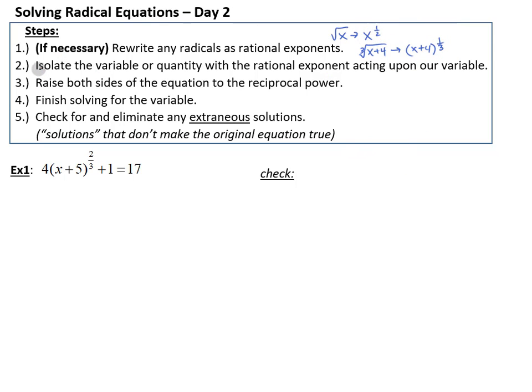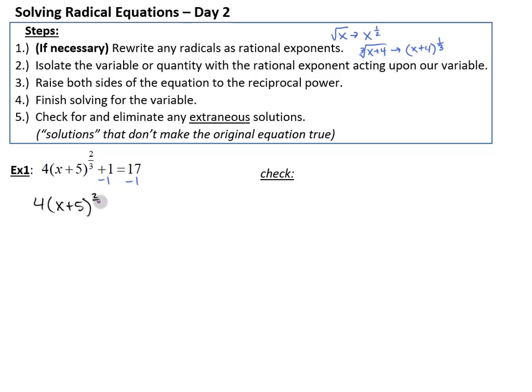Okay? Step 2 is to isolate the variable or quantity with our rational exponent acting upon the variable. That's a lot of words, but basically, if I have a quantity like this in number 1, we need to get that quantity by itself. Some things we need to get rid of as we work along are this 1 held with addition and this 4 held with multiplication. So the first thing to get rid of is that 1. Let's go ahead and subtract our 1 over. Remember, get rid of things with addition or subtraction first.